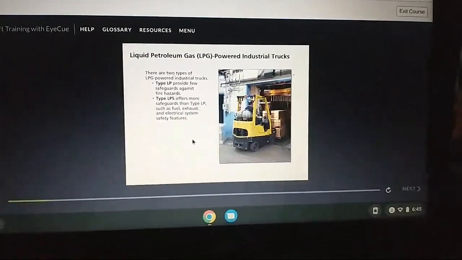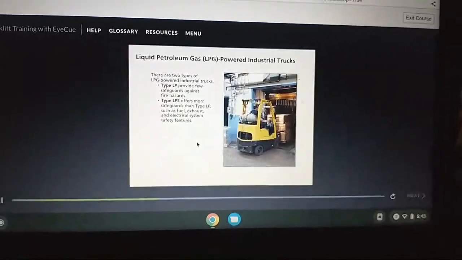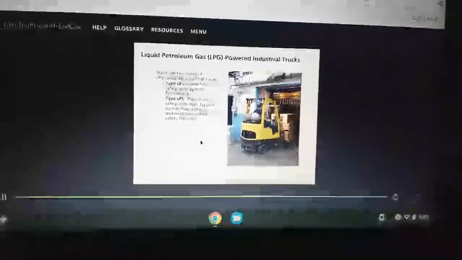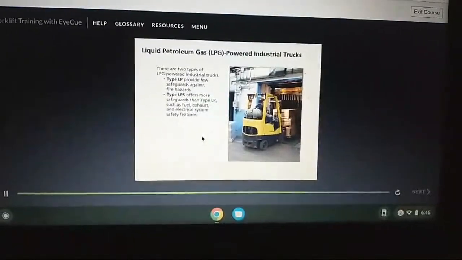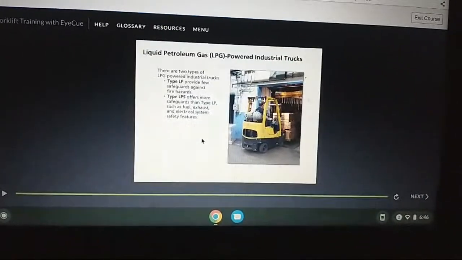There are two types of LPG-powered industrial trucks. Type LP provides few safeguards against fire hazards, and Type LPS offers more than Type LP, such as fuel, exhaust, and electrical system safety features.